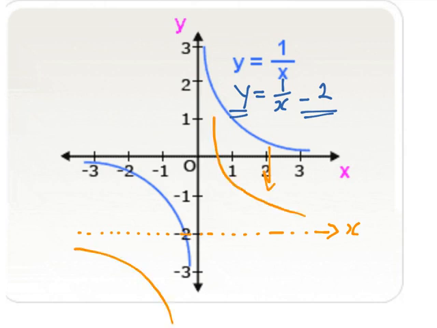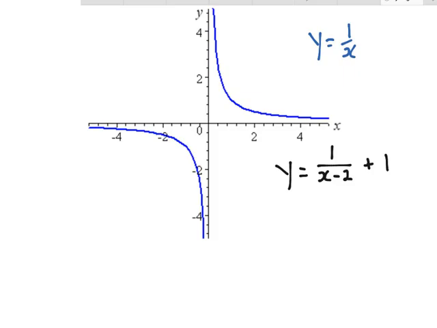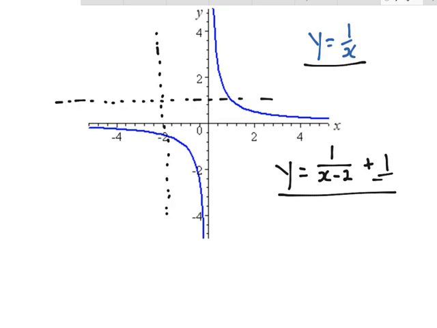Then you can do a combination of both. Here we're going to change y equals 1 over x to y equals 1 over x minus 2 plus 1. So it shifts it along the x-axis to positive 2. So there's your new y-axis. And plus 1 will be up, so there's your new x-axis. They're not really the x-axis and y-axis, we're just pretending. And that's a sketch of your hyperbola.